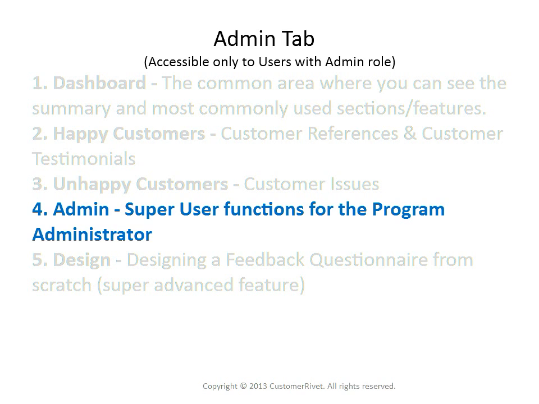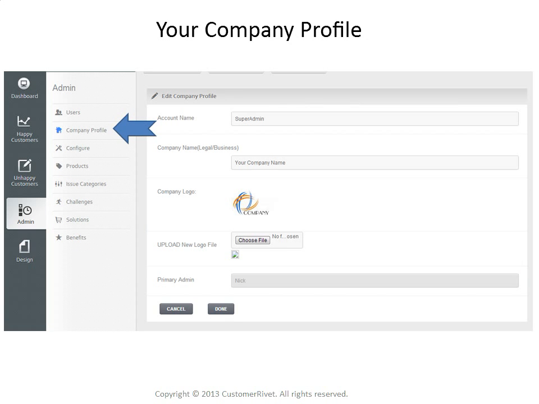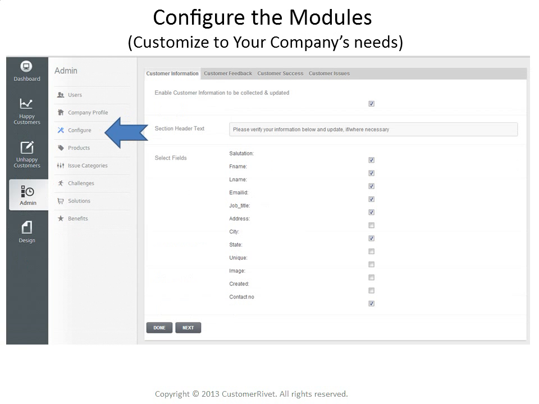This is where you have all the superuser features and controls, ideally used by the program administrator in the company. This is where you can manage your users. This is where you can edit your company profile, including things like logo, account name, etc. Every account comes with a default basic configuration, but it can be changed as and when you are ready to define your specific company needs.